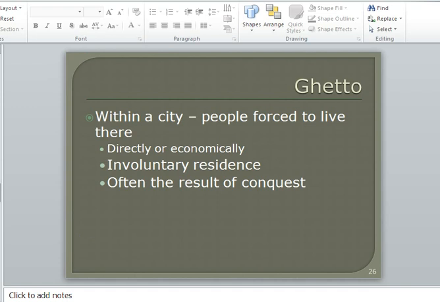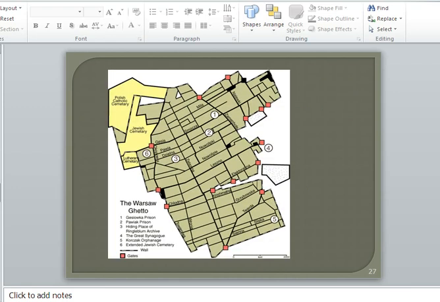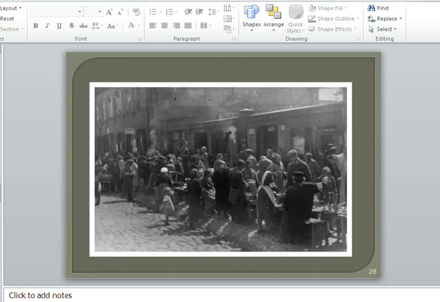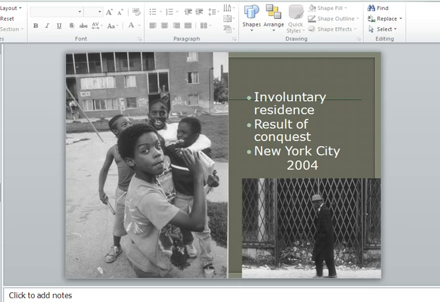The book also walks you through this idea of ghettos, and there's a very interesting discussion of the historic development of ghettos, and that historically they were involuntary areas. The classic example is the Warsaw Ghetto during the Second World War, where Jewish residents were forced to live and to maintain. In fact, they were closed off locations. Today we have this idea of ghettos as being financially impoverished areas. And the traditional sense is that people living in a ghetto are there because of involuntary residence and the result of conquest. This is an image of New York City in 2004.